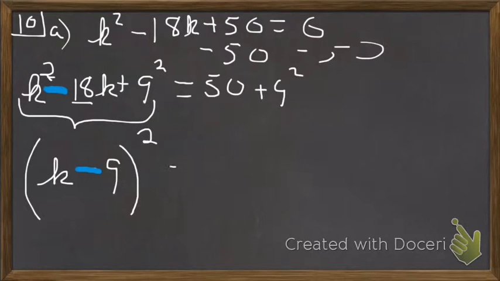That becomes (k minus 9) squared. Negative 50 plus 81 becomes 31.